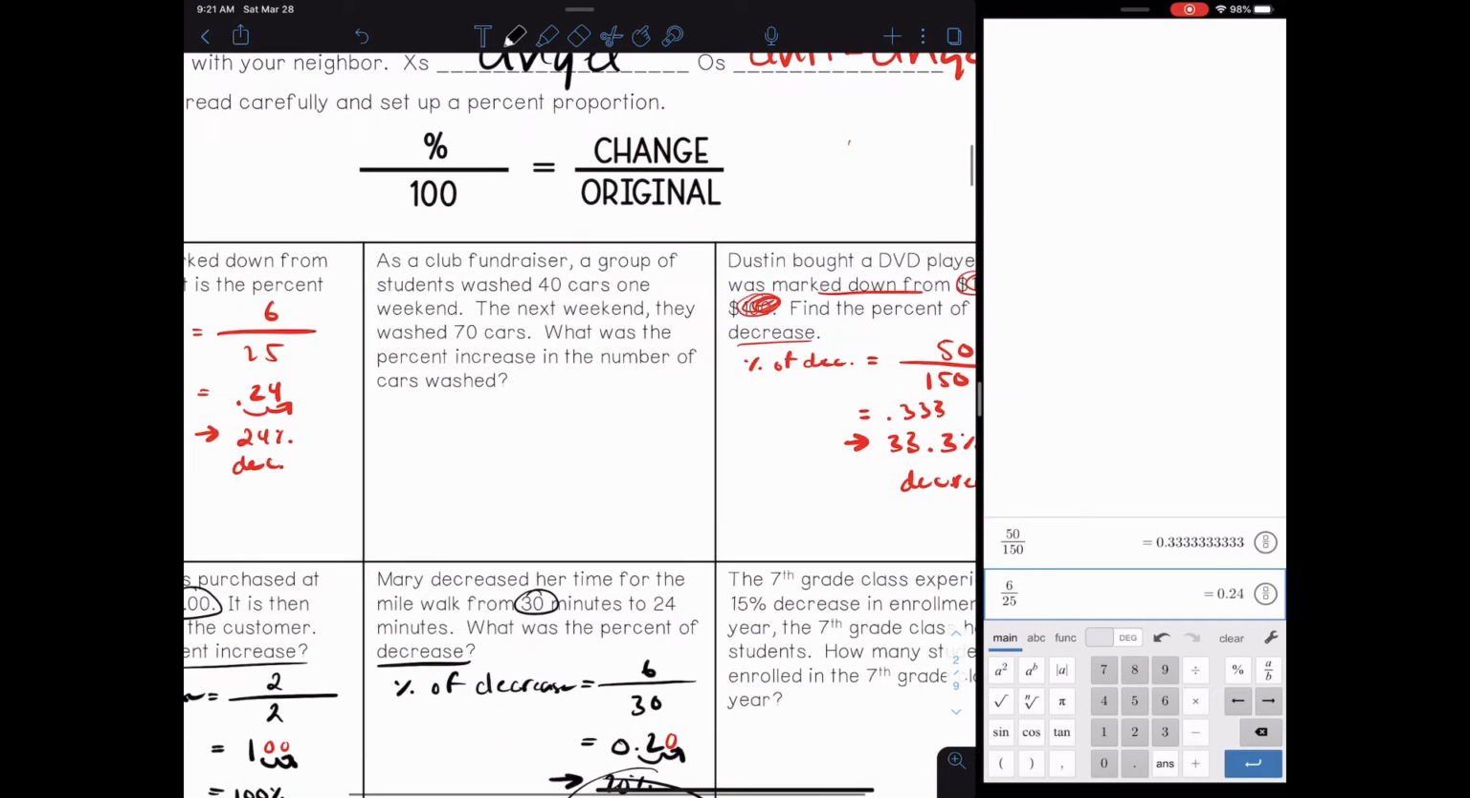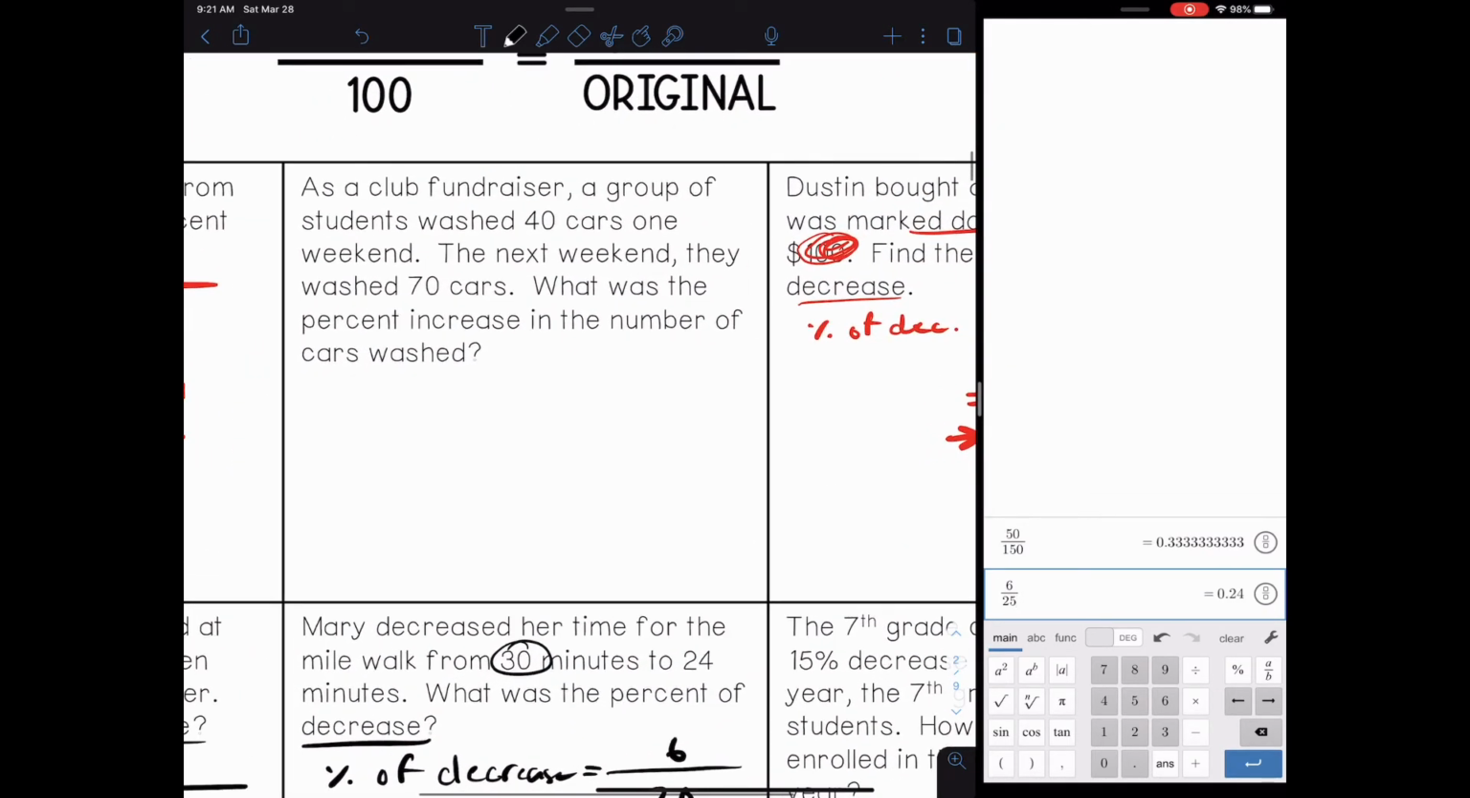As a club fundraiser, a group of students washed 40 cars one weekend. The next weekend, they washed 70 cars. What was the percent of increase in the number of cars washed? So percent of increase equals the change divided by the original amount. So one weekend they washed 40. The next they washed 70. So 70 minus 40 is 30.